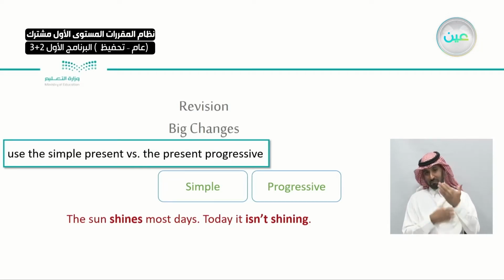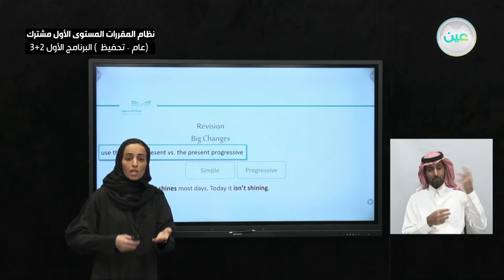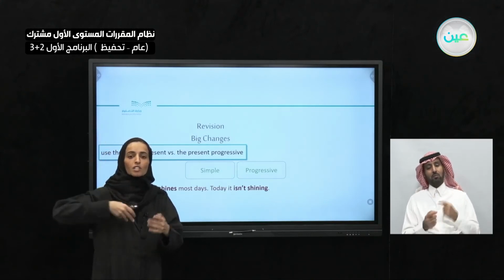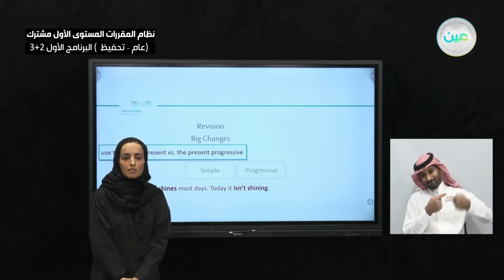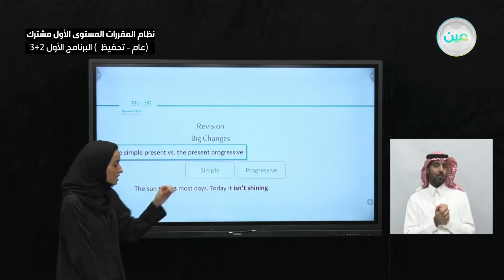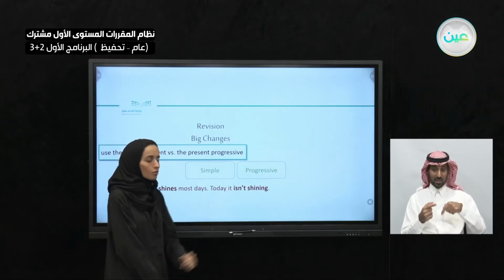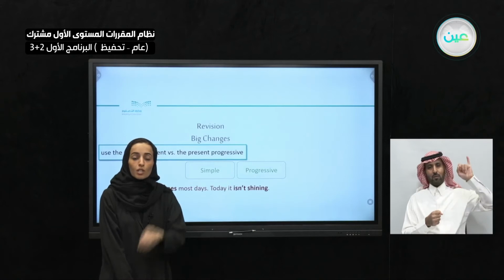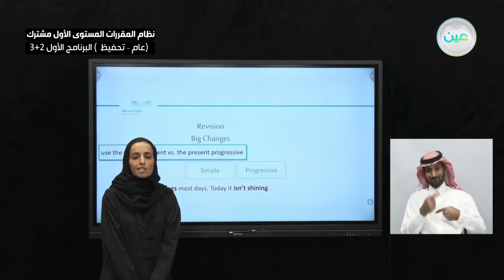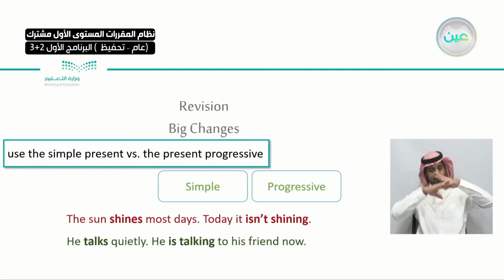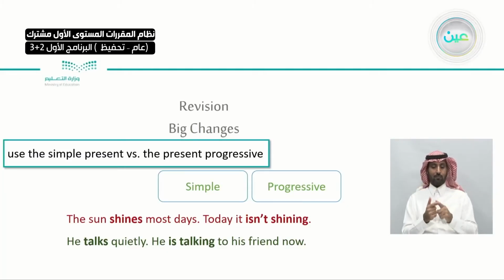Like here, the sun shines most days. This is a routine, and it happens every day. Maybe we can call it a fact. It happened years ago and it will happen years later. However, something that is happening now or at the moment, we will use the ing form for it, the present progressive. Today, it's not shining, it's cloudy. One more: he talks quietly. He's talking to a friend now.